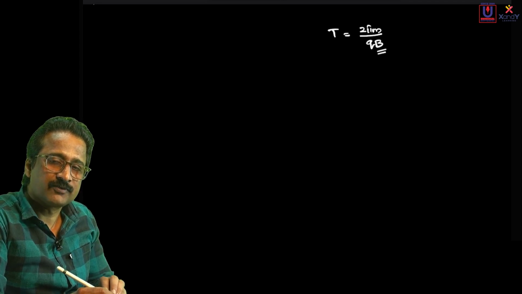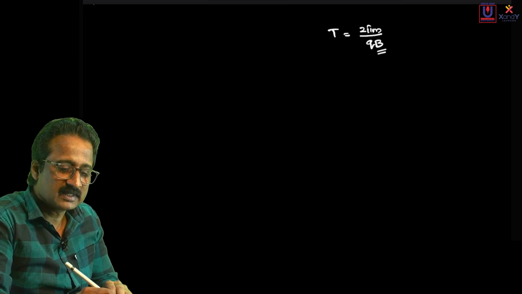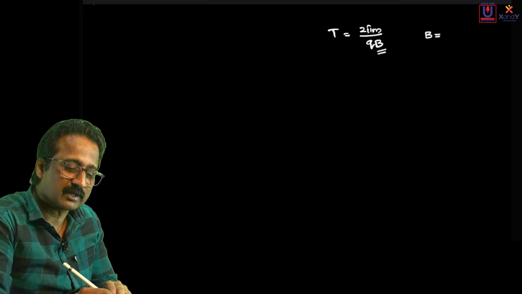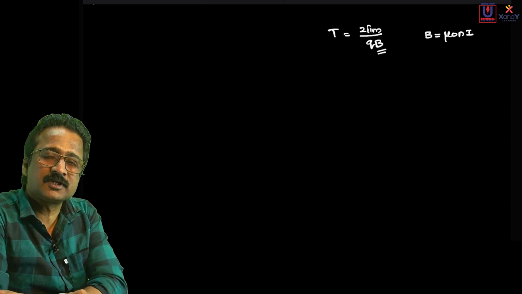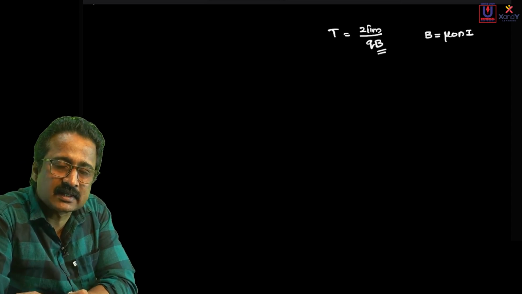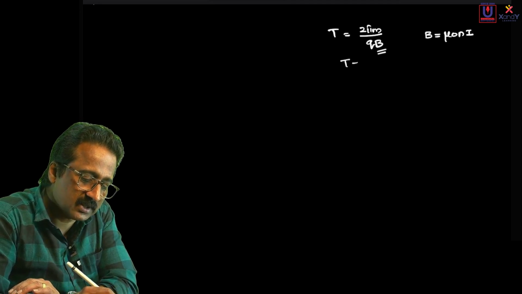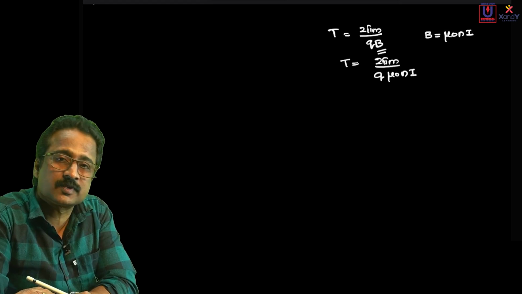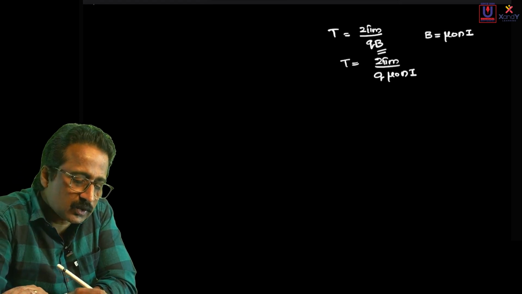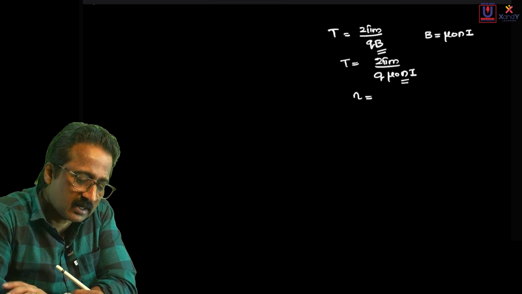It is said that the field is produced by a solenoid which carries a current. You know that the expression for magnetic field inside a solenoid is B equal to mu 0 n I, where n is the number of turns per unit length of the solenoid and I is the current passing through it. That's the equation for B. So let me put that equation here. T is equal to 2 pi m divided by qB. Now B is equal to mu 0 n I, because the field is produced by the solenoid. Now they ask you what's the number of turns per unit length. So it's just a matter of substituting values after rearranging.